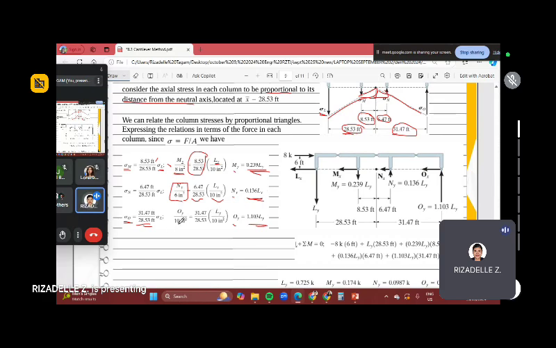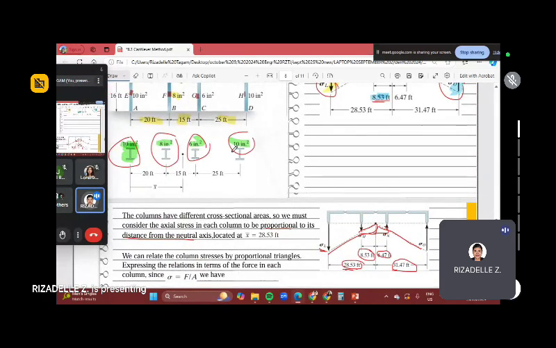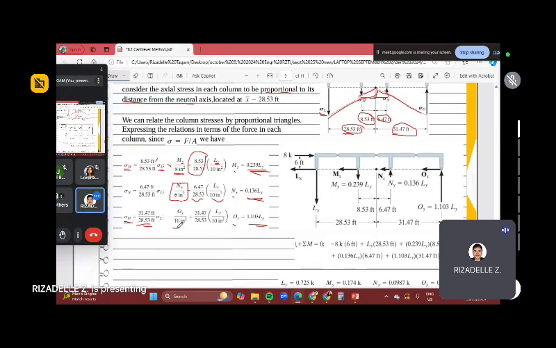For OY, your cross-sectional area is 10 inches squared. We substitute the distance and then LY over 10 inches squared. Your OY is 1.103 LY. So you have the values of your forces in terms of LY, so your unknown variable is just one.